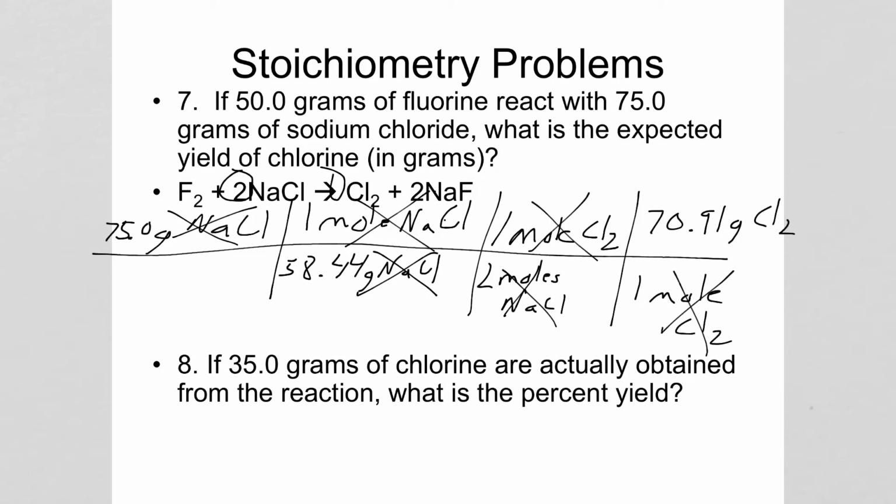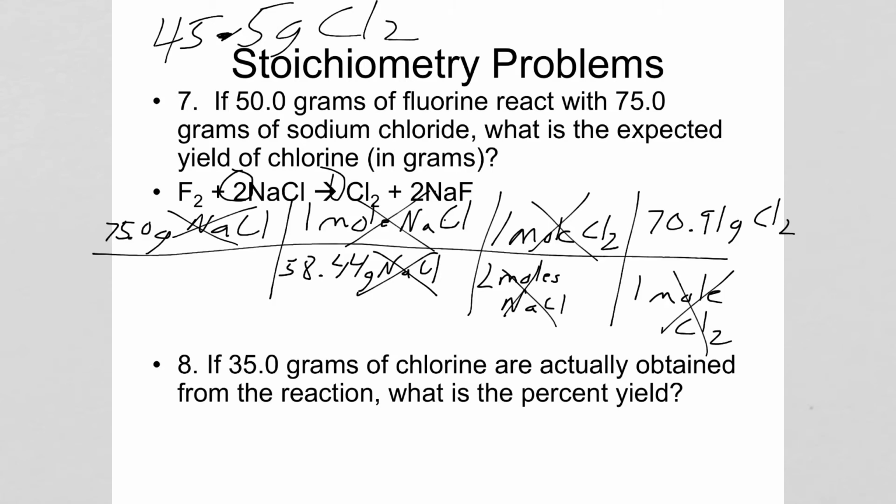So we do the math, and we end up with 45.5 is our theoretical yield. That's how much chlorine gas we should produce if all of the 75 grams of sodium chloride react. It's probably not really going to happen in the real world, but that's the perfect situation.